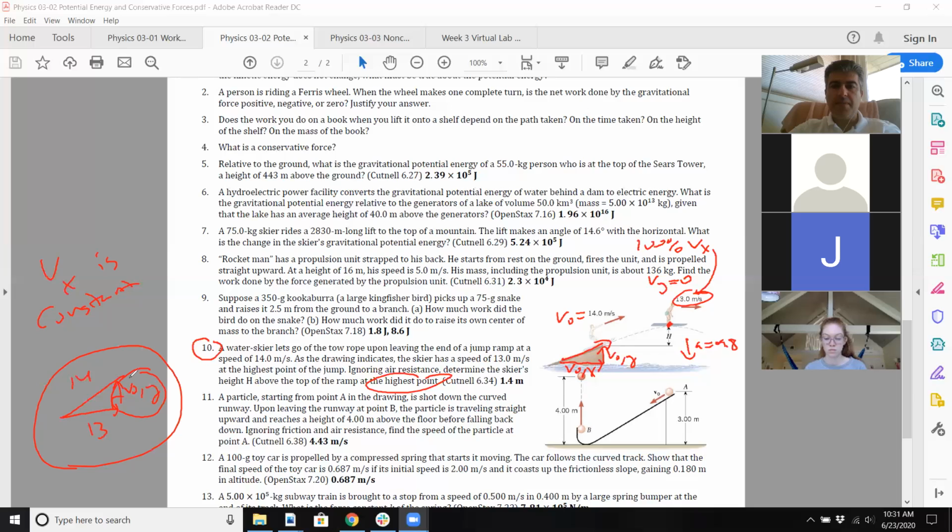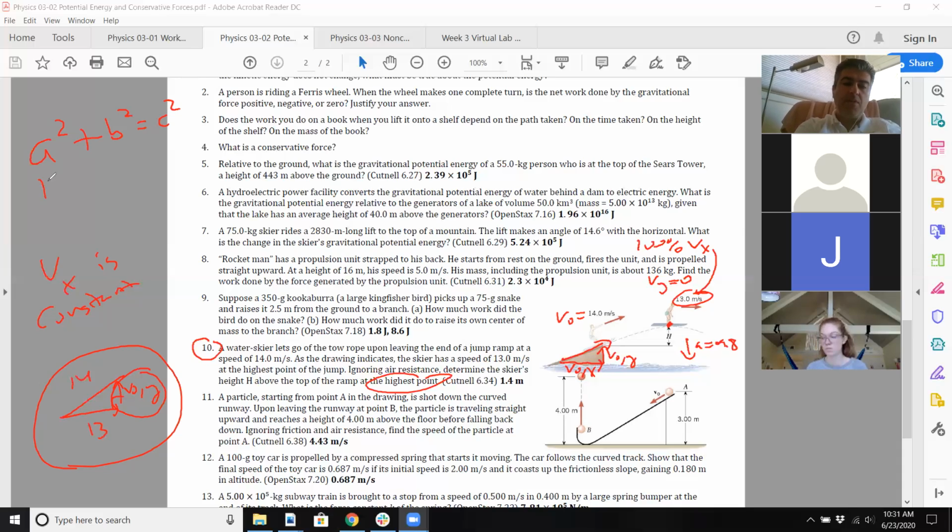By doing SOHCAHTOA? Well, no, because we don't know the angles. So what theorem do we have that involves all the sides of a right triangle? What is that called? I know what it is, but I just forgot the name of it. It's Pythagorean theorem. There we go. Yes. Okay. So you use a squared plus b squared equals c squared.